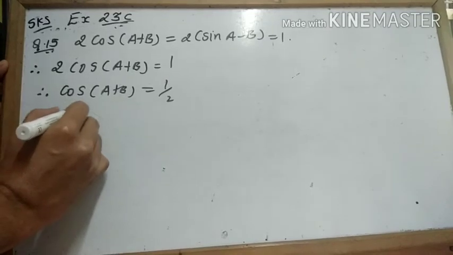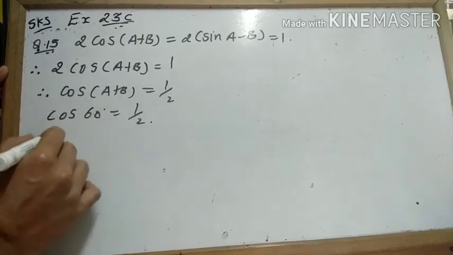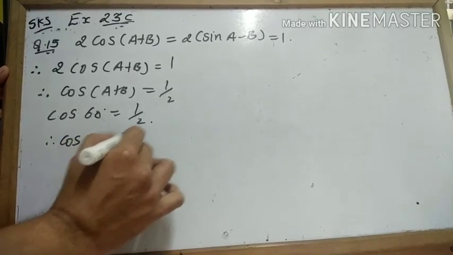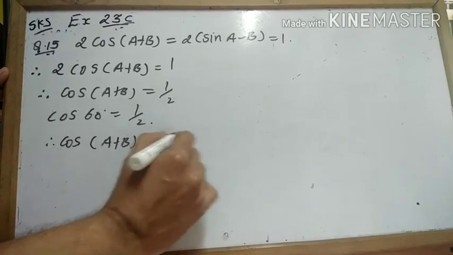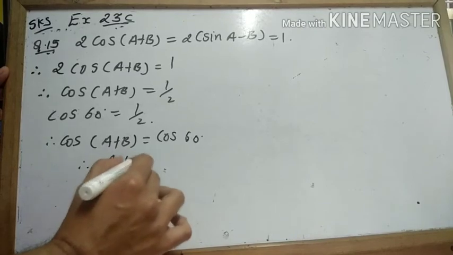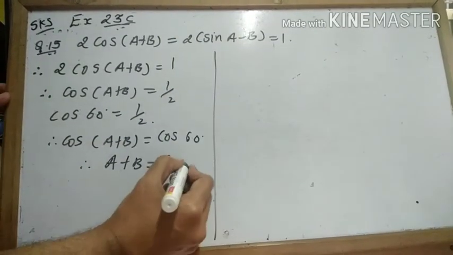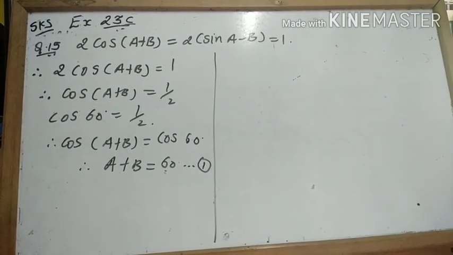You know the tabular values. Cos of 60 is equal to 1 upon 2. Therefore cos of a plus b will be equal to cos 60. Removing the function of cos, so a plus b equal to 60 degree. This is my equation number 1. We are supposed to find out a and b both. Right now a plus b I got as 60 degree.